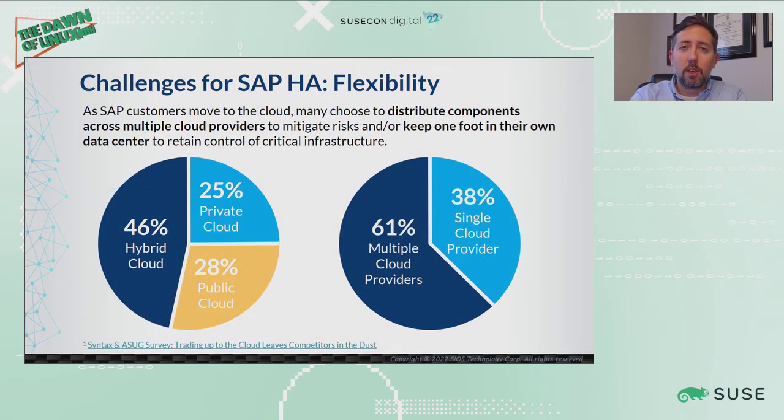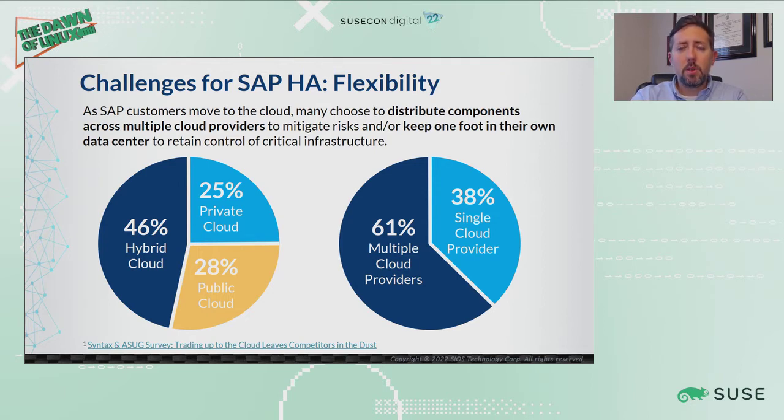Okay, so now that we've taken a look at what a typical highly available SAP deployment looks like, I'd like to just point out a couple common challenges that we hear from customers. The first being the need for flexibility. So if we go back to that 2021 survey, and you look at responses from users that already had components of their workloads in the cloud, you'll see that 25% were running in public cloud, 28% were in public cloud, and 46% were in hybrid cloud. And you had 38% using a single cloud provider, but 61% were spreading components across multiple cloud providers.